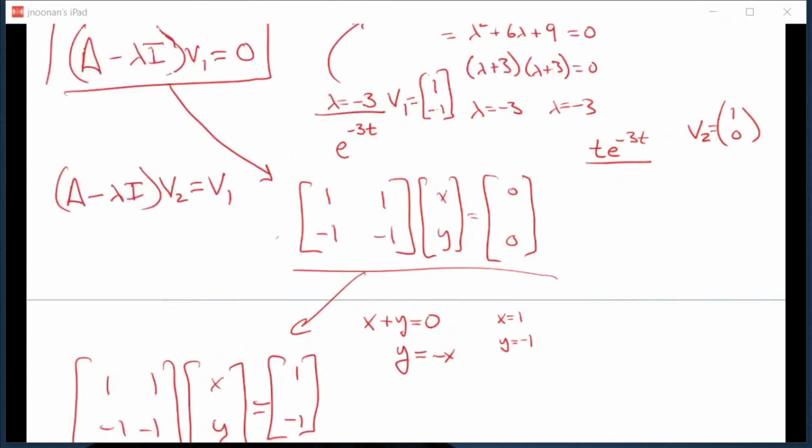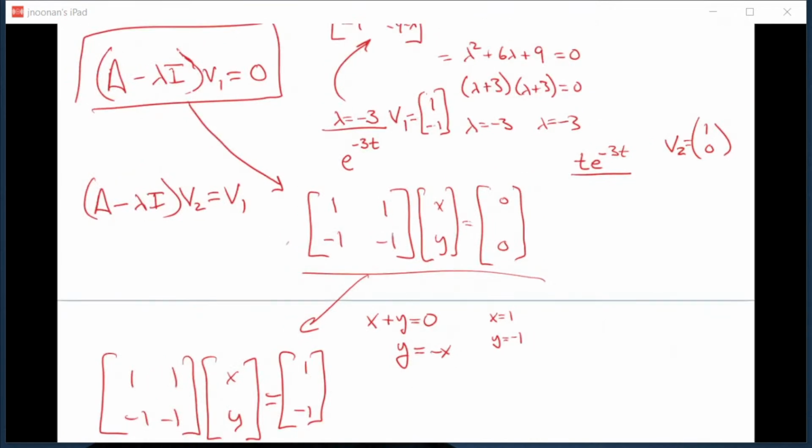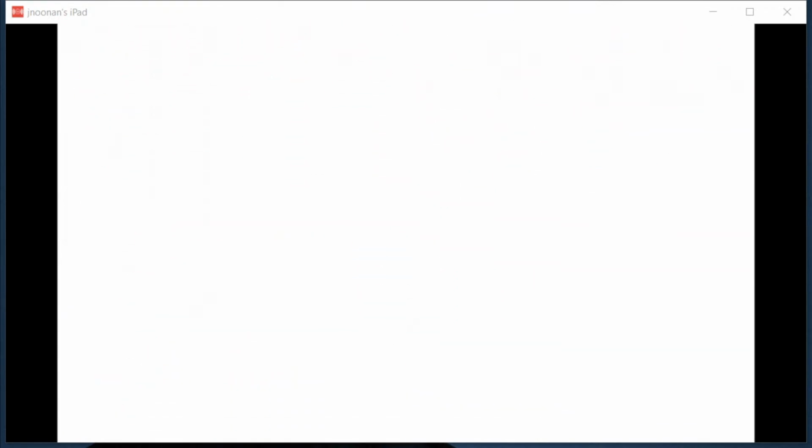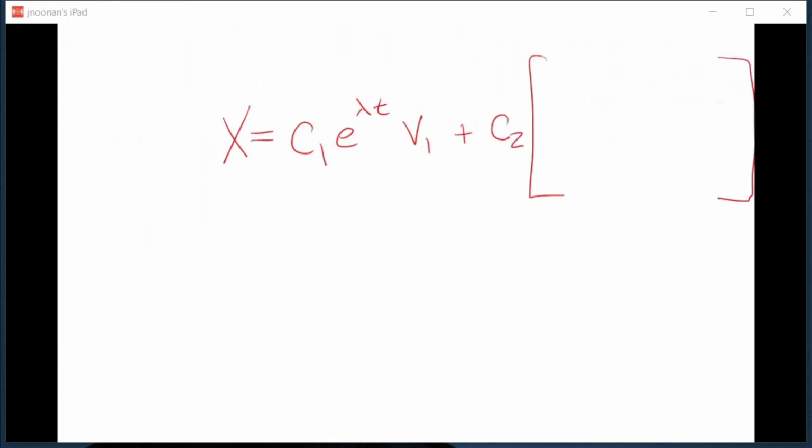Okay, so now for the confusing part. Not that this hasn't been confusing to begin with, but when you have a double eigenvalue, here's how the solution looks. We have C1 times e to the lambda t times v1, because there's only one lambda, so I don't have to say lambda 1 or lambda 2. And then you're going to do C2, and then you've got this big nasty thing that we have to do.